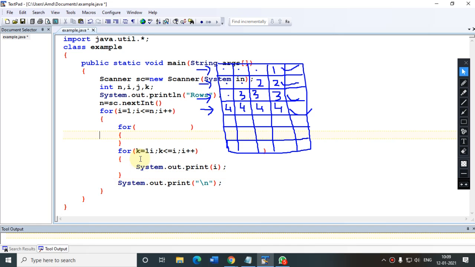Please pay attention. Now see the blank loop. So the blank loop has to start with this. How many times are you printing the blank? 3 times. So it has to start with this.